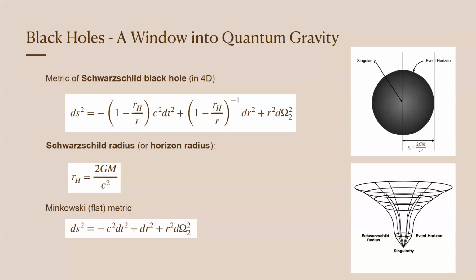Here is a schematic sketch of the Schwarzschild black hole. It's a spherically symmetric black hole. It has a horizon with radius given by this, and there is a singularity at the center. That's the singularity. That's not this radius. That is the radius, from the center to here.